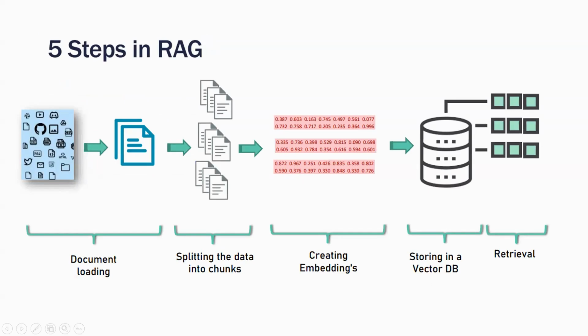After that, we are creating the chunks because my model cannot read the entire 5 GB or 10 GB of data in one go, right? We have to split it into small parts. So this is what we are doing. In the third step, we are creating the embeddings, which means we are converting them into numbers. And the fourth part is storing them into the vector DB.